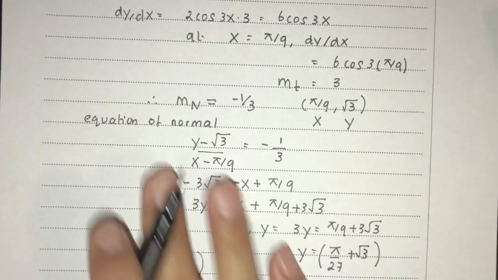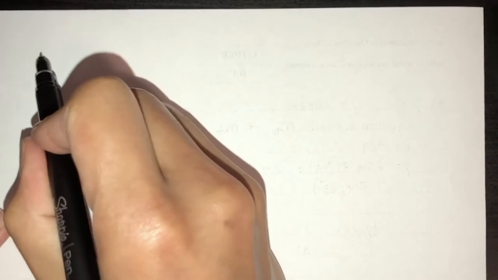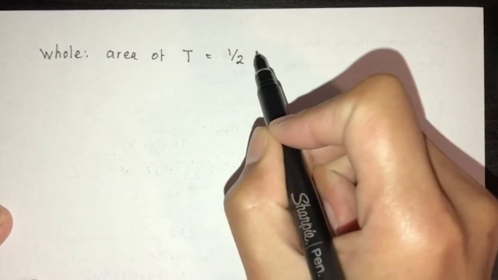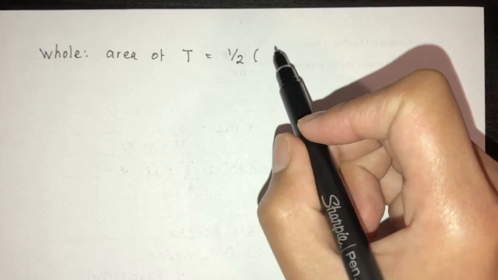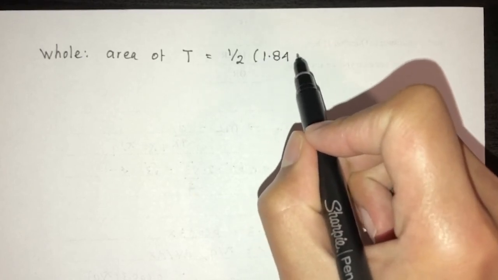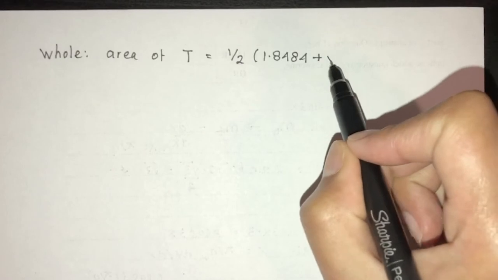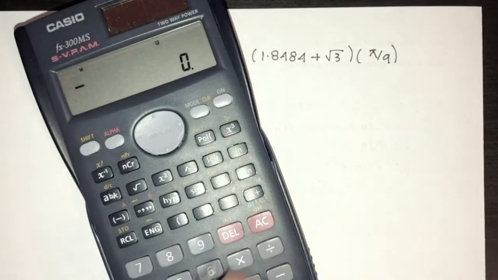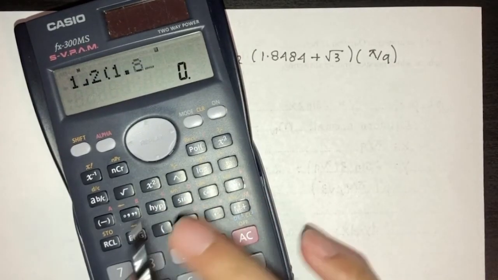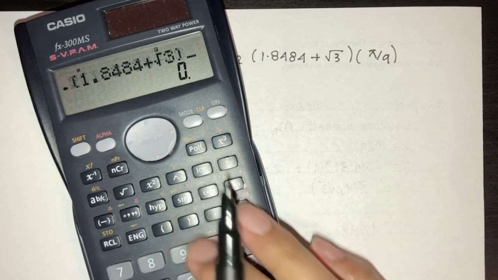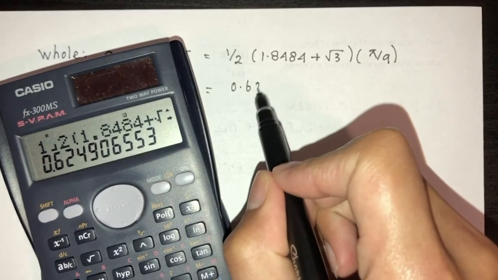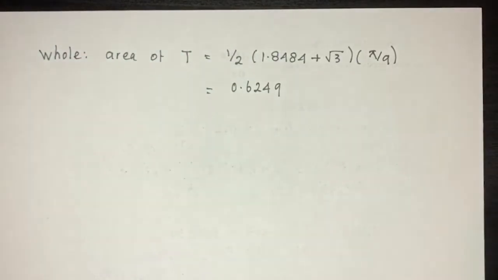So for the first part, the whole area was the area of the trapezium, which is half times the sum of parallel sides. So one was 1.8484 plus root 3, and the height was pi by 9. That's the whole area. Let's see what we get. Half times 1.8484 plus root 3 times pi by 9. That should be 0.6249 for the whole area.